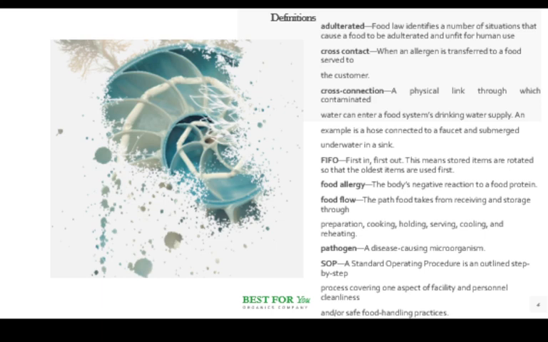FIFO, first in, first out. This means stored items are rotated so that the oldest items are used first. Food allergy: the body's negative reaction to a food protein. Food flow: the path food takes from receiving and storage through preparation, cooking, holding, serving, cooling, and reheating. Pathogen: a disease-causing microorganism. SOP, a standard operating procedure, is an outlined step-by-step process covering one aspect of facility and personnel cleanliness and or safe food handling practice.